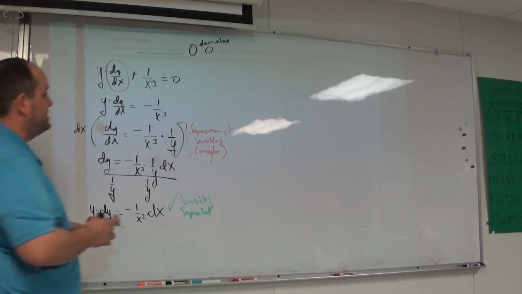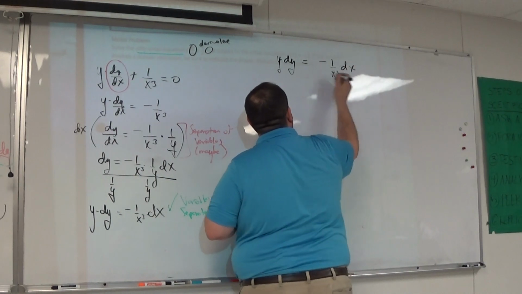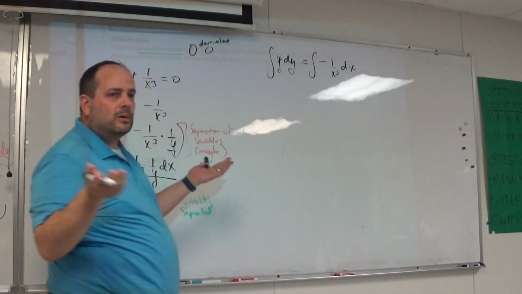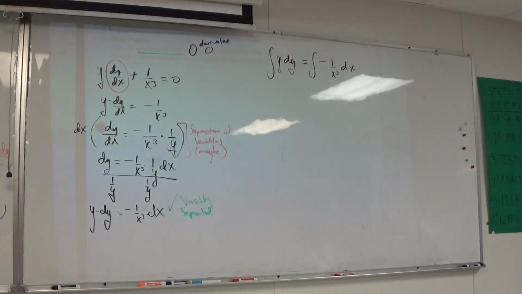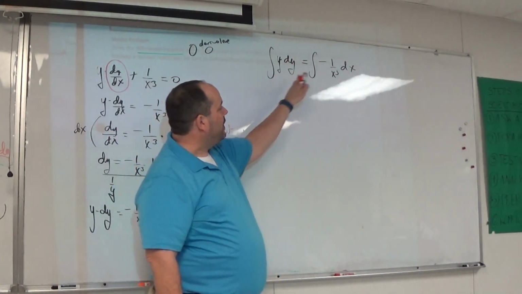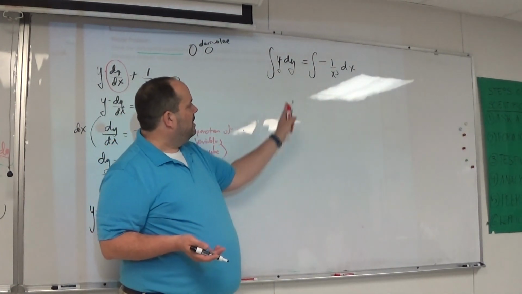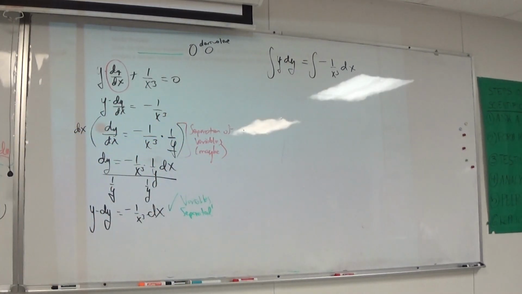Now what we're going to do next is integrate both sides. In the world of calculus, this is legal as long as you do it to both sides. Just like we can add things to both sides and multiply both sides, we can integrate both sides. And I bet one of these sides is easier to integrate than the other. Take a minute: what's the integral of y dy? What's that antiderivative? If you know what that is, go for the right-hand side. What's the antiderivative of negative 1 over x cubed?